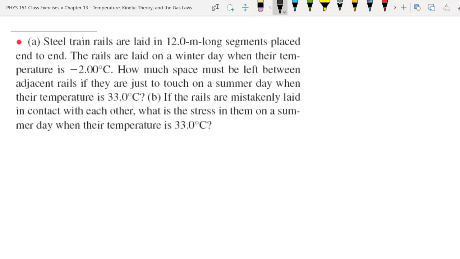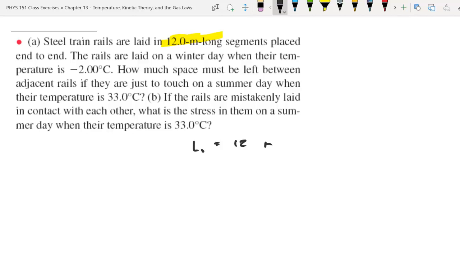Okay, let's take another look at thermal expansion and also thermal stress. So we have some train rails that are laid out. They're 12 meters long. So let's just extract some information as we go along. They're 12 meters long, that is L naught, and they're placed end to end.